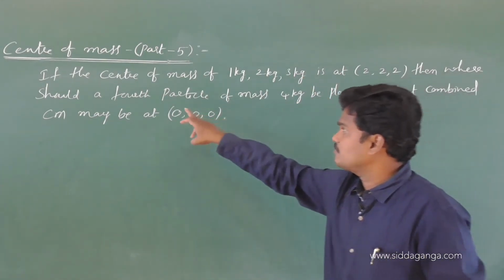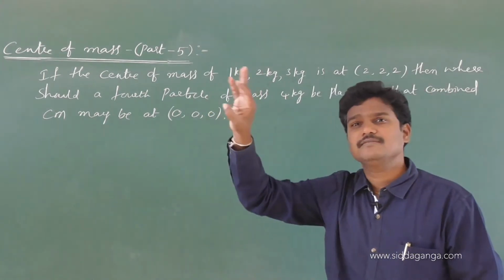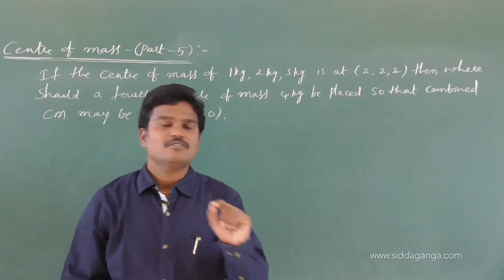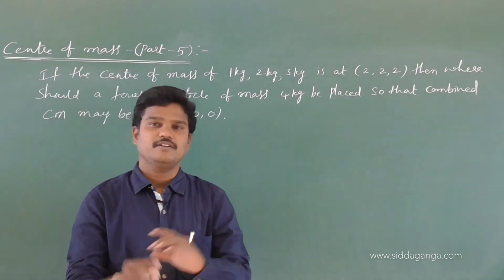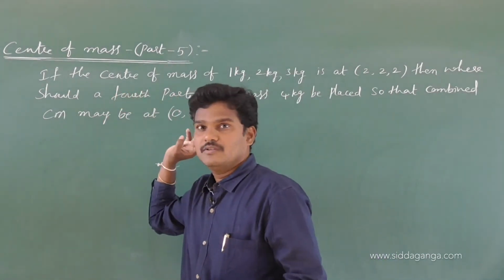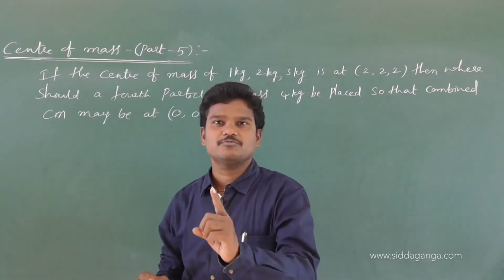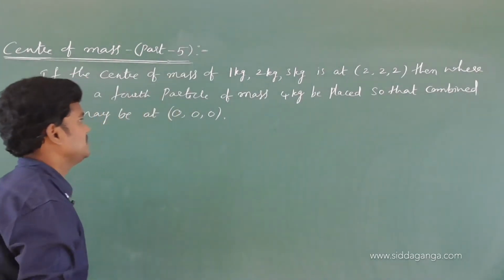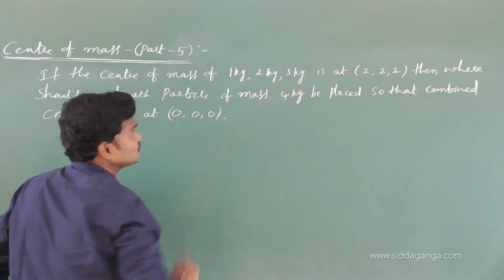Now at what place do we have to place the 4 kg mass so that the combined center of mass may be at the origin? So we need to find the coordinates of the fourth particle. When 3 particles are there, the center of mass is given as 2, 2, 2. Now at what distance should the 4 kg be placed so that the center of mass comes to the origin? So let us see this one. First, these 3 particles are at 2, 2, 2.